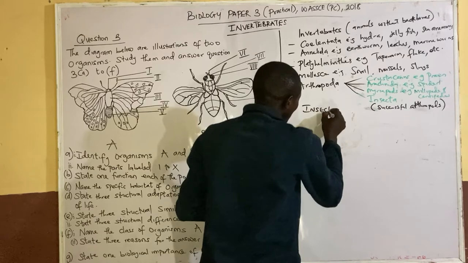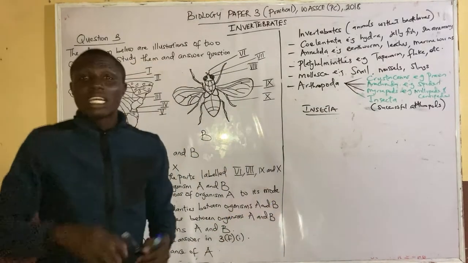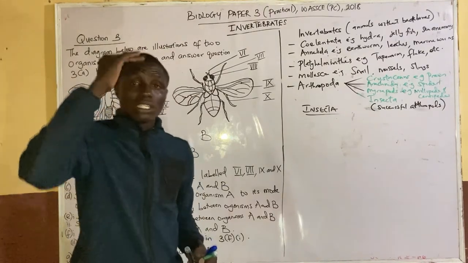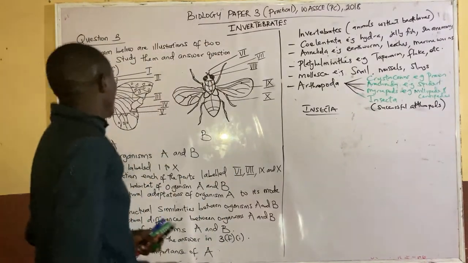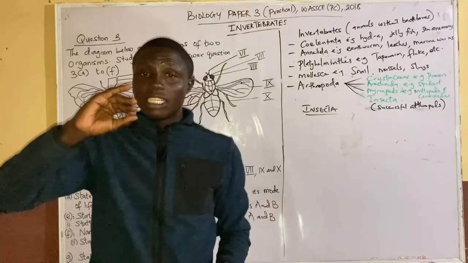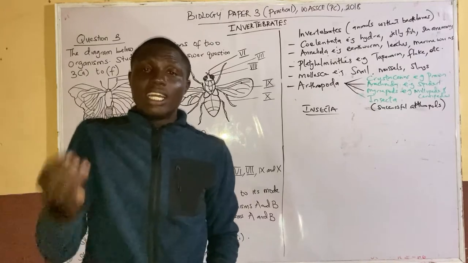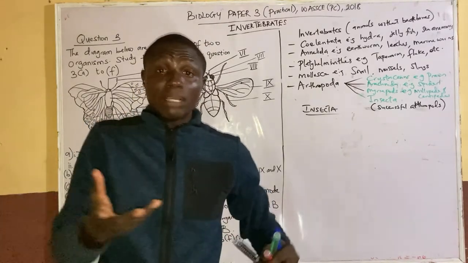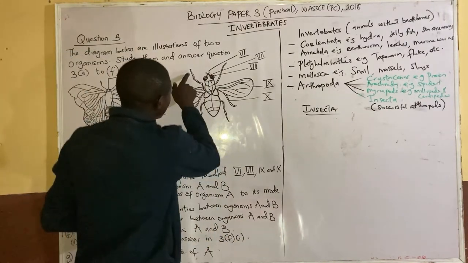Insecta. So now, what makes an animal an insecta? Number one, the body division must be into three parts: the head, the thorax, and the abdomen. Also, one of the characteristics of an organism that belongs to this group called insecta is that they have 3 pairs of jointed legs. You can see 3 pairs of jointed legs.